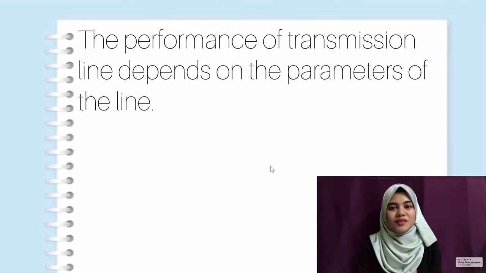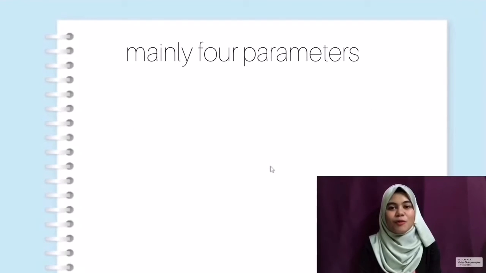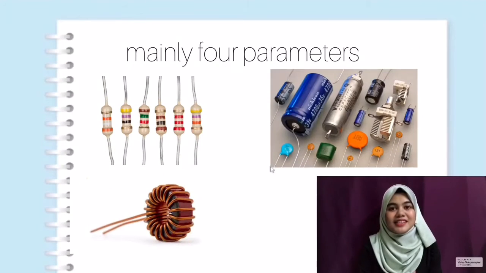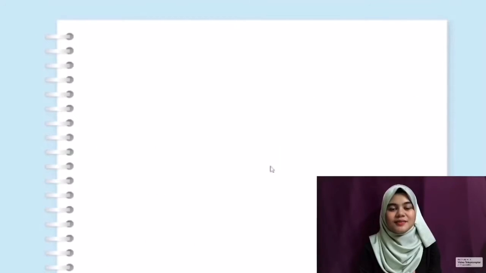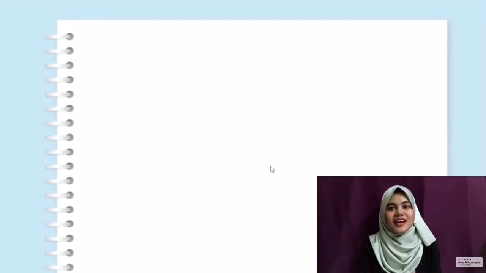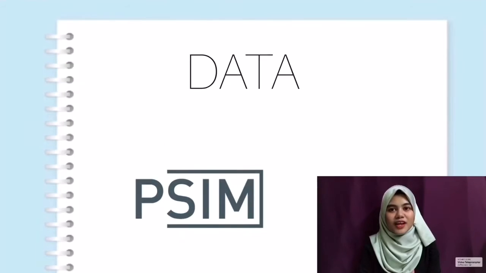The performance of the transmission line depends on the parameter of the line. The transmission line has mainly four parameters, which is resistance, inductance, capacitance, and shunt conductance. These parameters are uniformly distributed along the line. Hence, it is also called the distributed parameter of the transmission line. The analyzed data are obtained from the situation in this project as well as simulated model in PCM software.